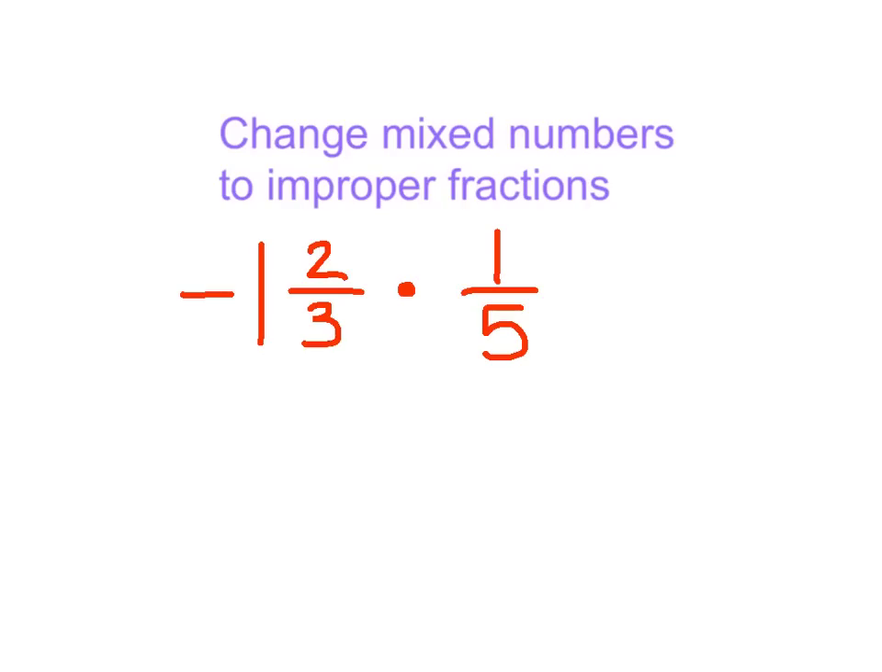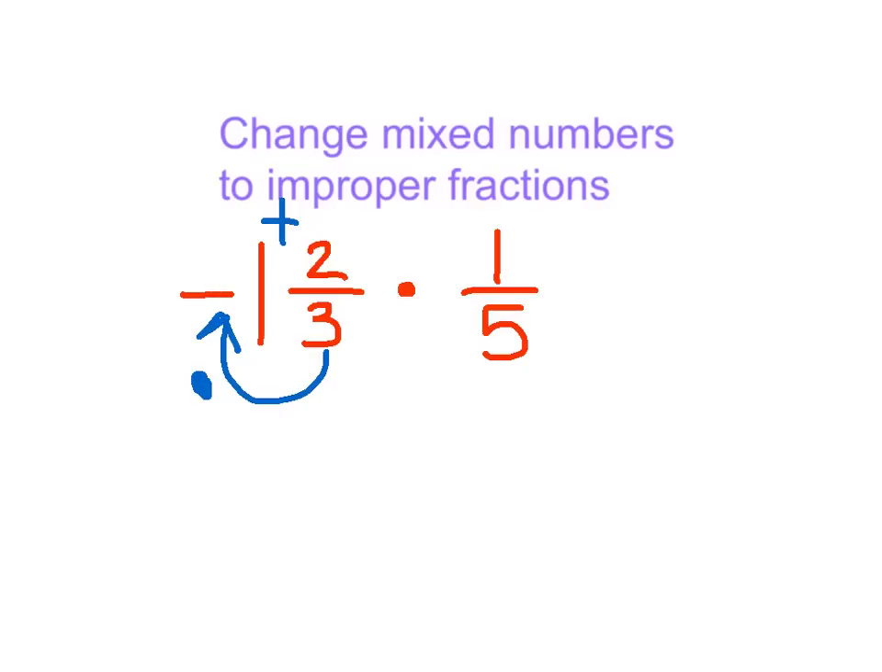The next thing we need to know is that it's always important to change to improper fractions before we multiply. Hopefully you remember this from elementary school. The way we change to improper fractions is we multiply the denominator by the whole number, and then we're going to add it to the numerator.